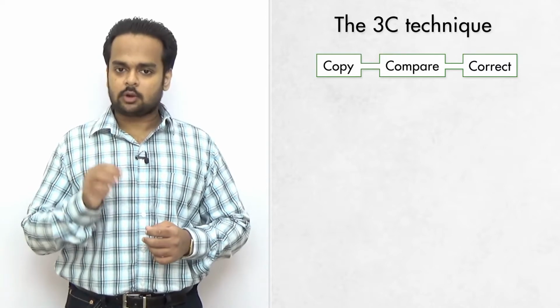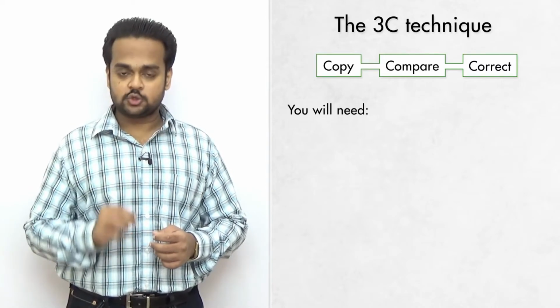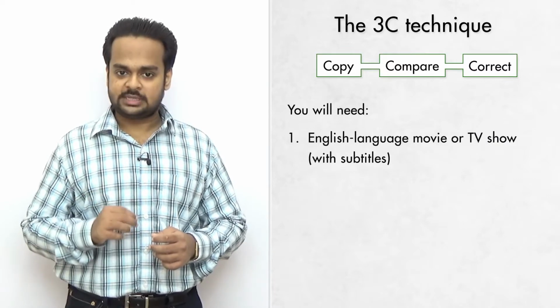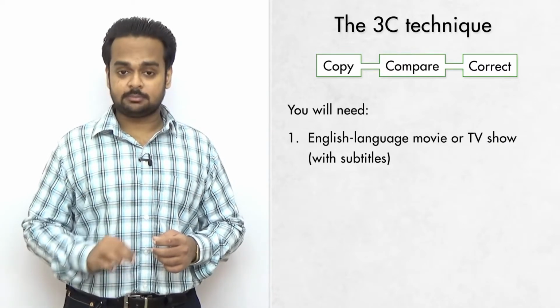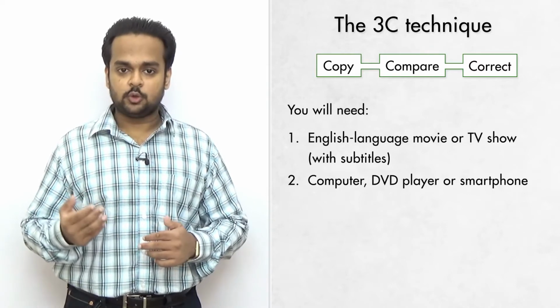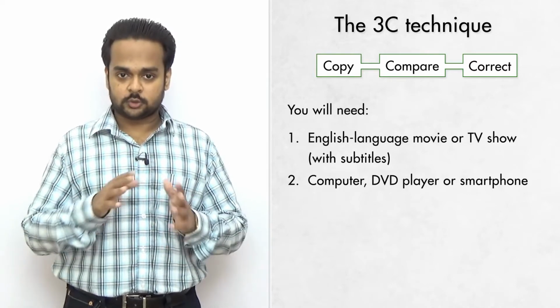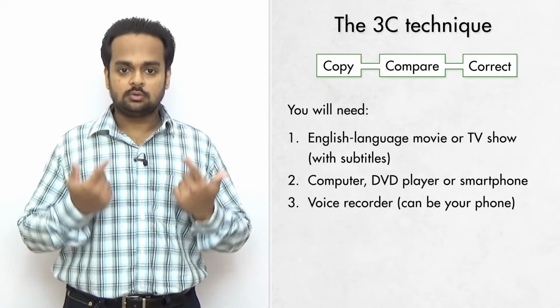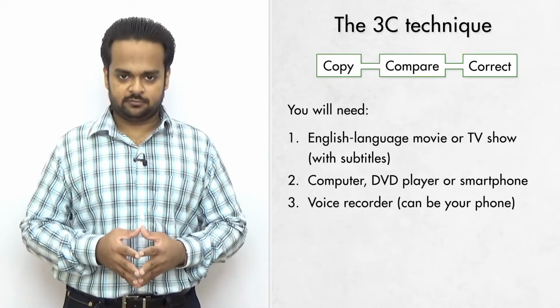Now, before we talk about how to do these steps, there are a few things you will need for the exercise. You will need an English language movie or TV show to practice with. It should have subtitles. You'll need to watch on a computer, a DVD player, or a phone so that you can rewind. And you will need a voice recorder to record your own voice. This can be just your cell phone.